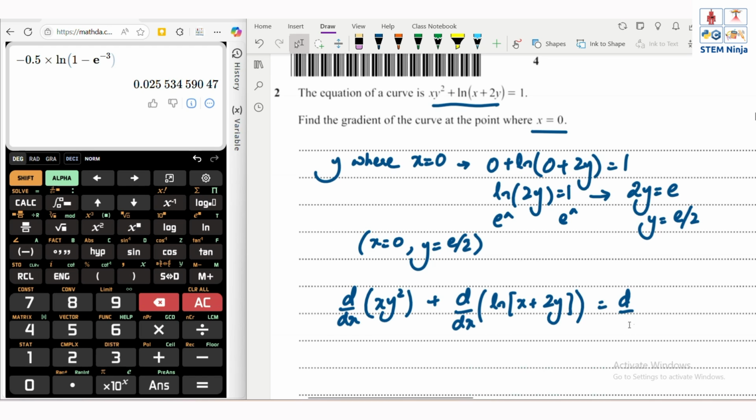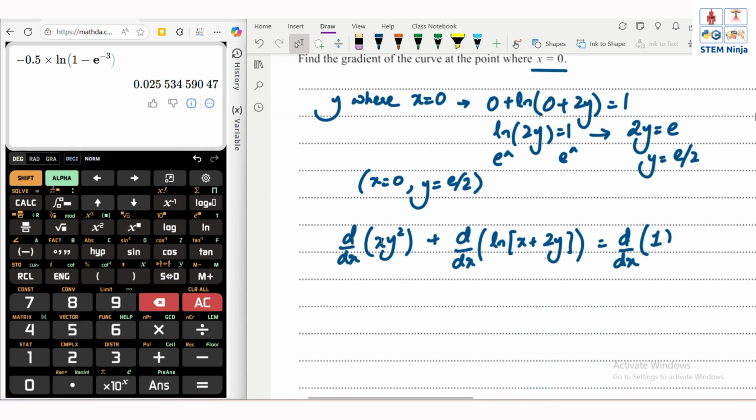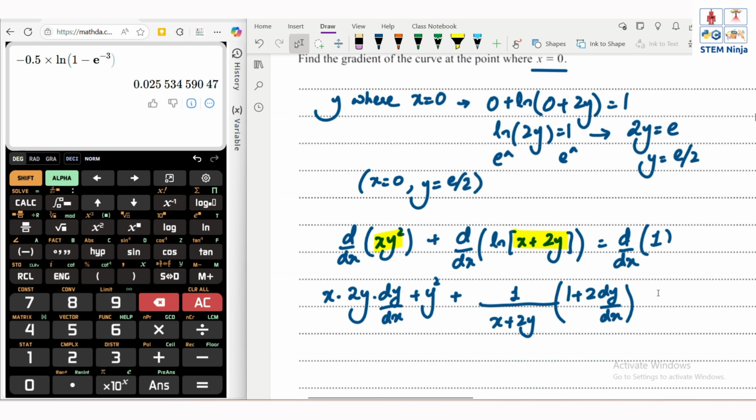Not product rule, but chain rule, sorry, equals to d by dx of 1. So using the product rule over here, implicit differentiation, so x times the derivative of y squared, so that is going to be 2y dy by dx, plus y squared, plus ln derivative, the argument comes over here, times the derivative of the argument, which is going to be 1, plus 2 dy by dx equals the derivative of 1, which is 0.